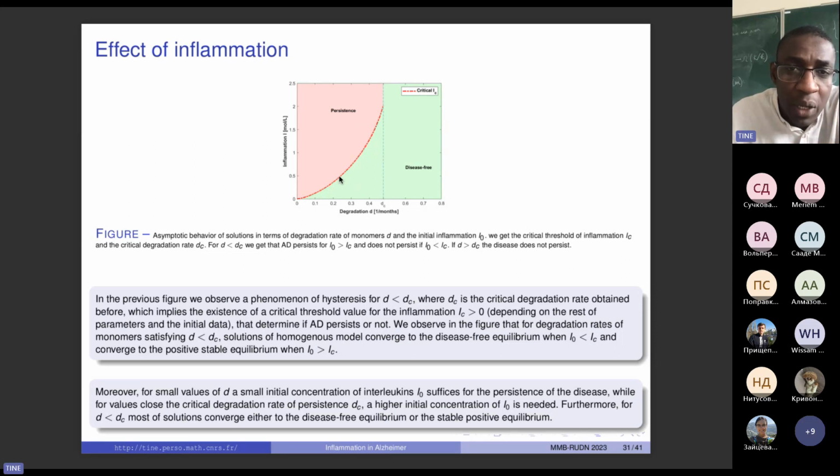That means when we are in this zone, there is nothing. We are at the disease-free equilibrium. When we are to the right of DC, nothing happens, so we have just the disease-free equilibrium. So there is no disease here. Of course, when our value D is lower than DC, in this part we have no disease, and here we have the persistence of the disease.